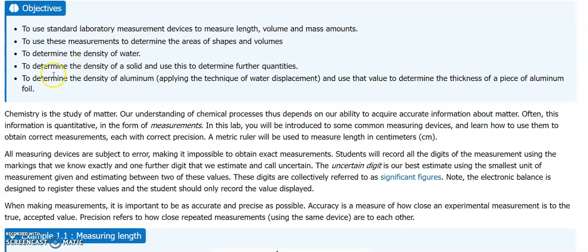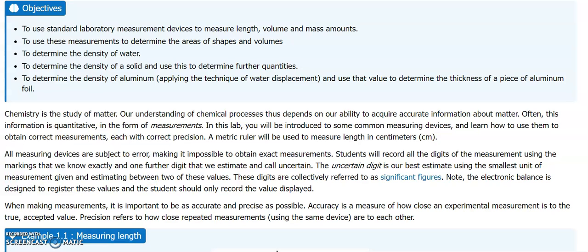to determine the density of water, to determine the density of a solid, use this to determine further quantities, to determine the density of aluminum, applying the technique of water displacement, and use that value to determine the thickness of a piece of aluminum foil.